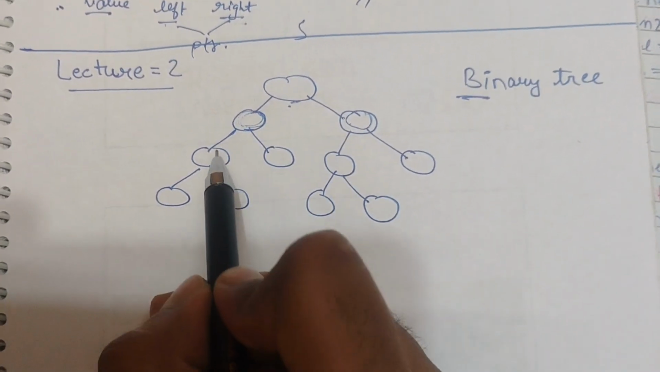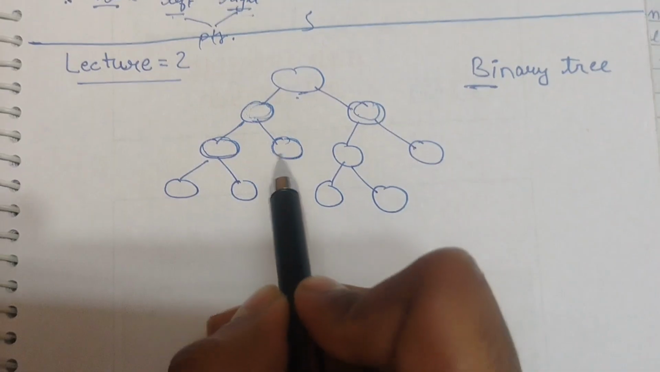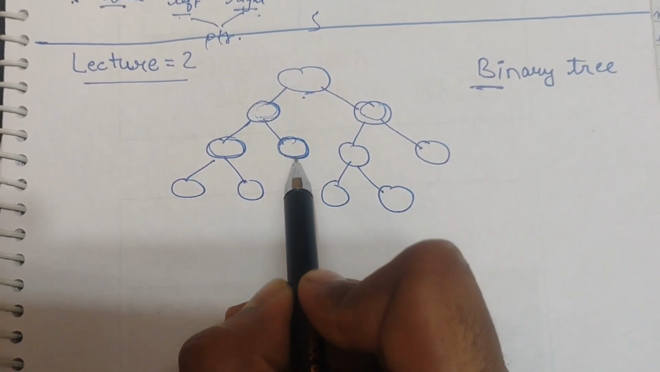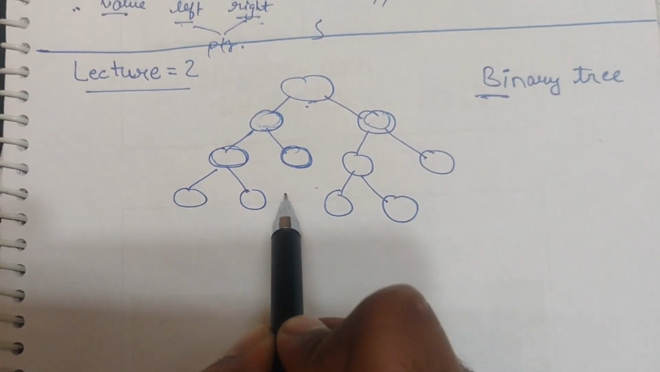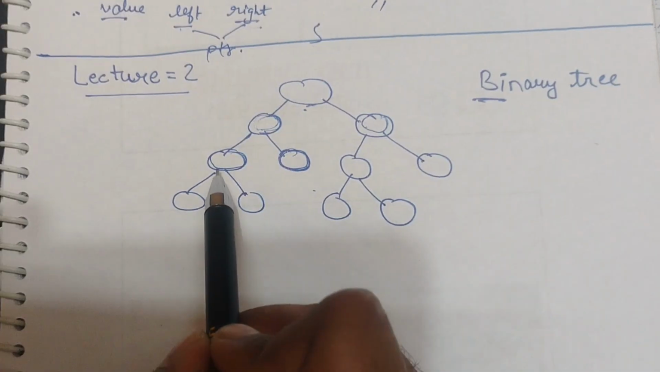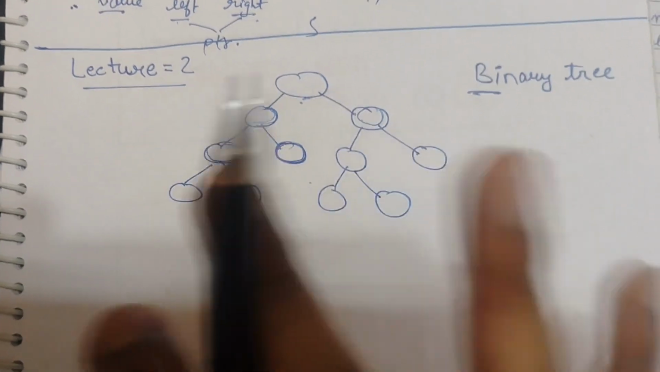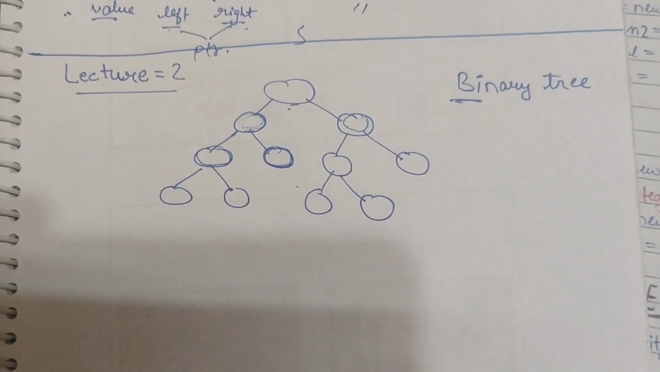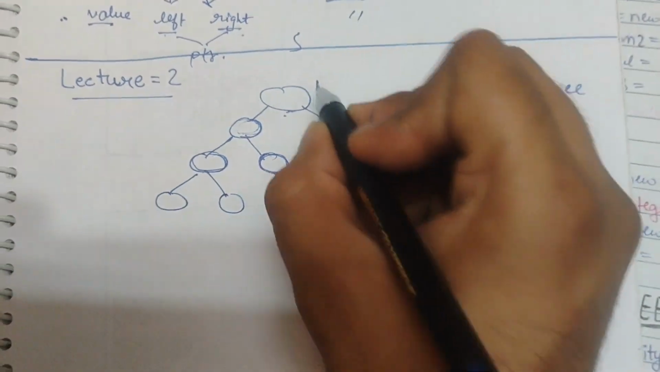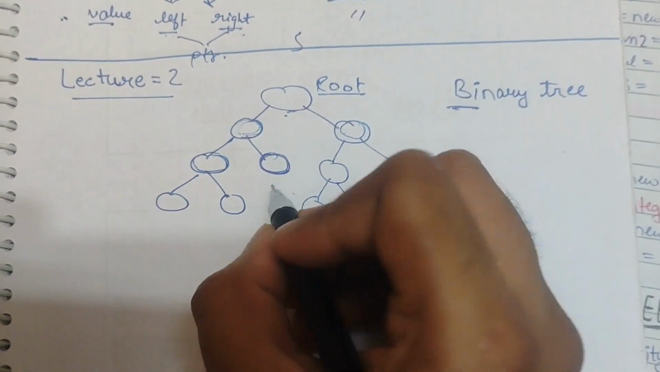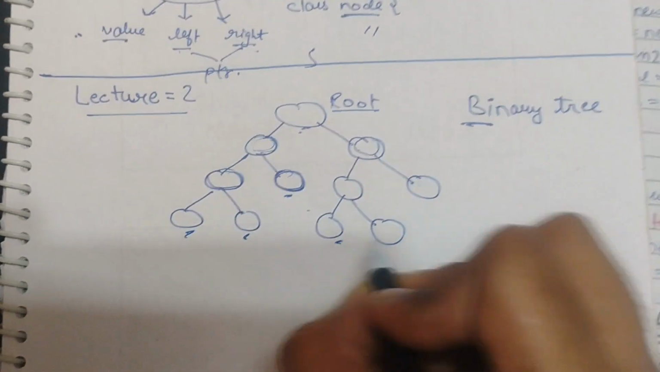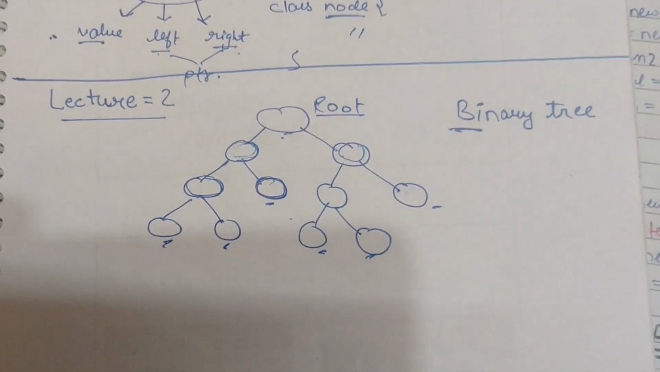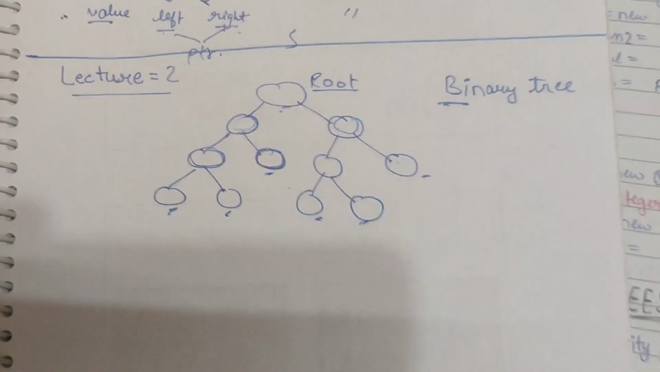For this node it has two children, this and this, but for this node, which is a leaf node, it doesn't have any child. Similarly for this node and other nodes as well. Okay, so this is a binary tree. And now as you know, this is the root of the binary tree. These are the leaves and other nodes are the intermediate nodes.